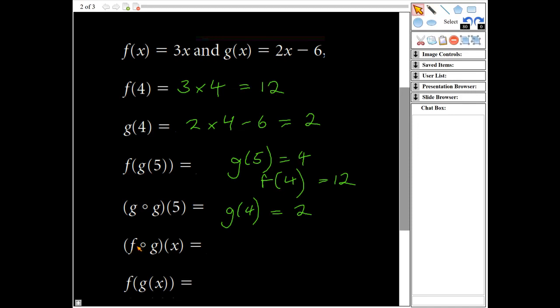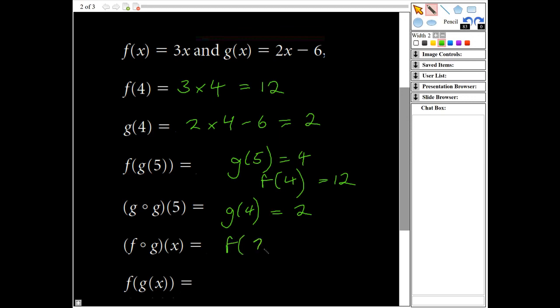This one, again, is written in the same notation as this one. But this time it wants to know what function g is of x, and then do function f of x. So here, instead of having a value for a number, it's going to have some kind of algebraic notation. So it means, first of all, I do function g, and then I take that whole function and do function f. So what I actually would end up doing is doing f on the whole of function g.